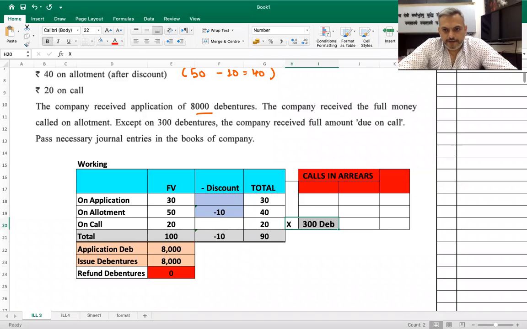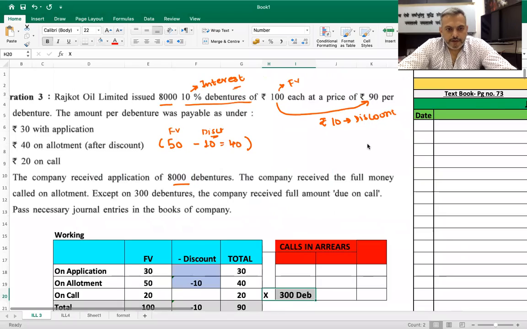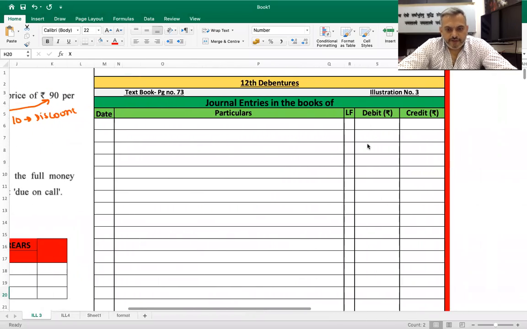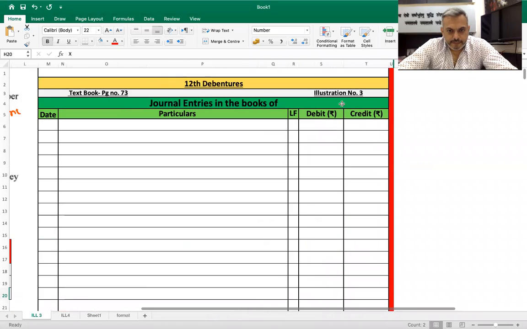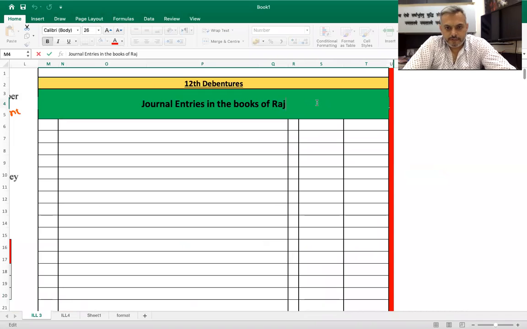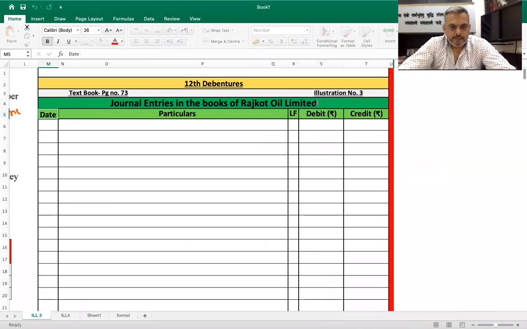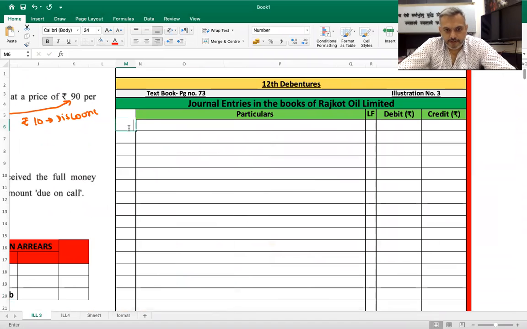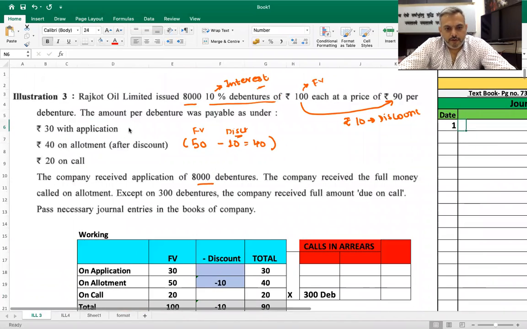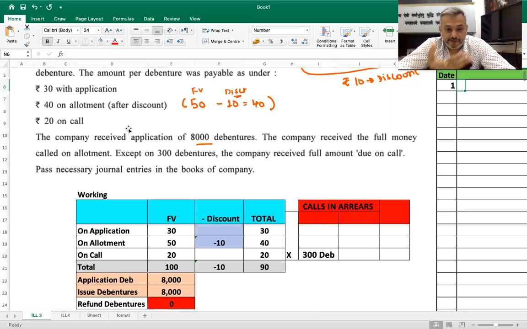Okay, so let's start the sum. Now, write the heading Rajkot Oil Limited. Now again dates are not given, so serial number in the column for date. Now normal concept and the entries just like what we did in shares. So first what comes to our books is basically the application amount.